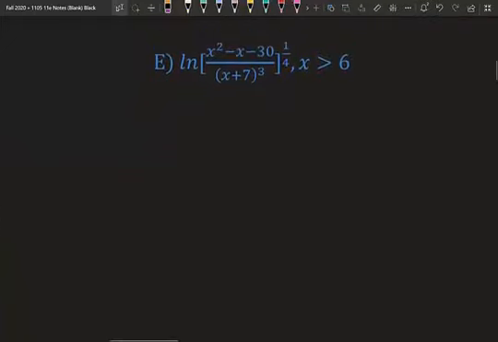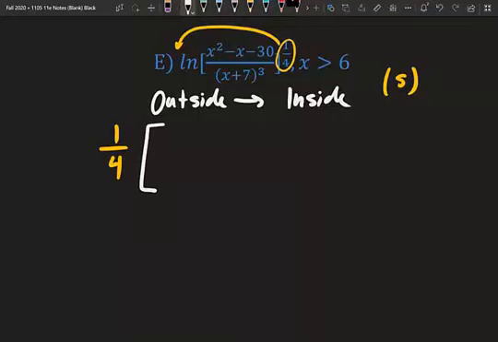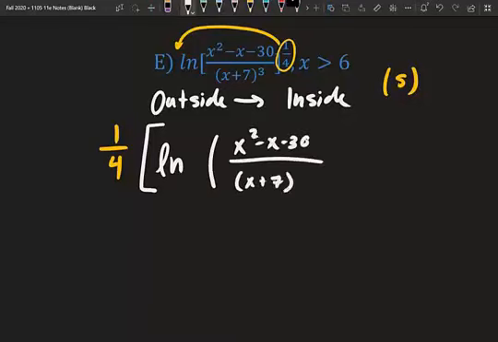Okay, part E. We have a bunch of stuff going on here. There's just a lot. So what we do is we're going to work from outside, then inside. So outside, we have this exponent on the outside. So that exponent is going to be moved to the front using property 5. So we'll have 1/4. And isn't that on the outside of the entire argument? So it needs to be on the outside of the entire logarithm, because it is. So we have ln of x squared minus x minus 30 over x plus 7 cubed.